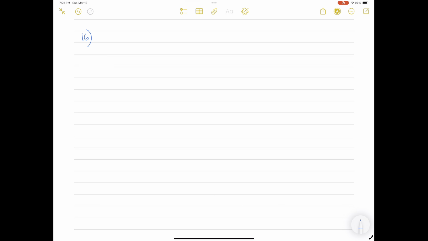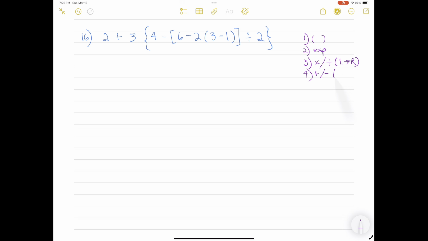Problem 16. 2 plus 3, open braces, 4 minus, open bracket, 6 minus 2 times, open parenthesis, 3 minus 1, close parenthesis, close bracket, divided by 2, close braces. I double check to make sure I got all the numbers, symbols and signs written down correctly, and I write the order of operations on the upper right corner to remind myself how to go about solving this problem.